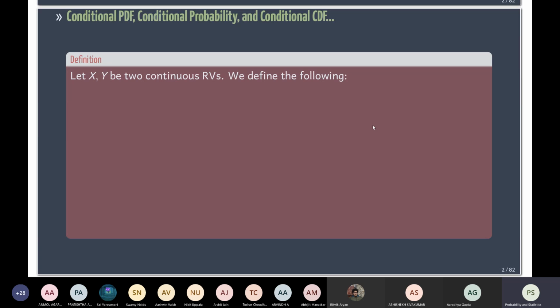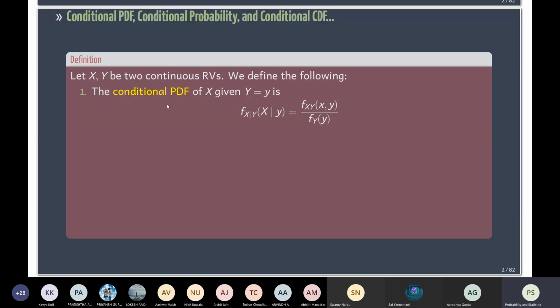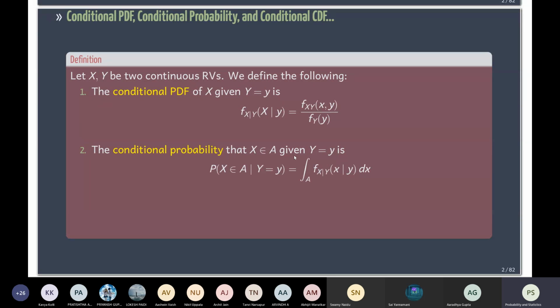Let us continue with joint continuous random variables. Let X and Y be two continuous random variables, and we define the following. The conditional PDF can be defined as we did in the joint discrete case: it's f_XY, the joint, divided by the marginal. And then the conditional probability that X belongs to A, given Y equals y, is given by this.